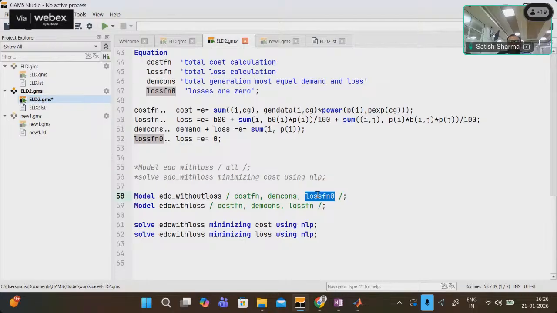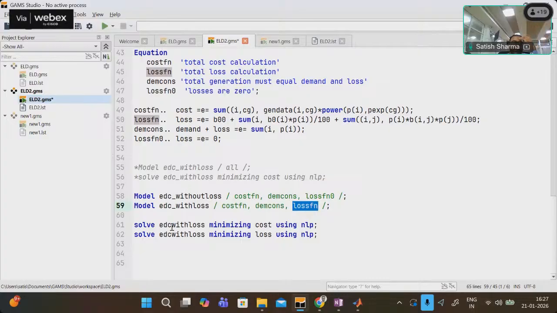So losses are 0. And then with losses, if I want to solve, I will define an EDC, economic dispatch controller. With losses, here I have defined the cost function, demand constraints, and the loss function, which is basically our proper loss equation as per line number 50. So I have created two models within the same piece of code, with the same information. I only added one more equation.